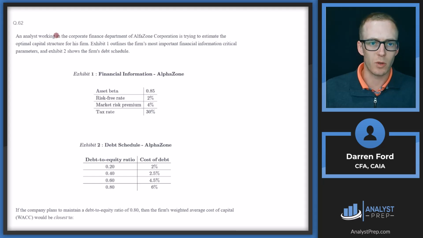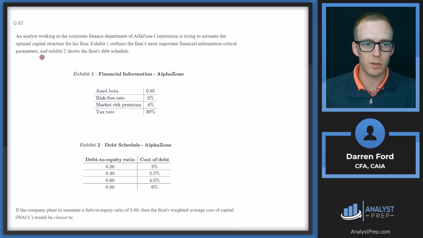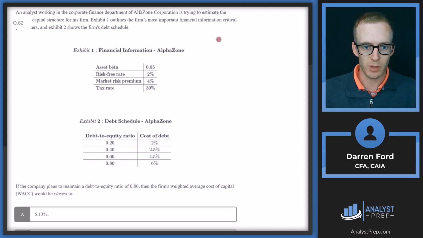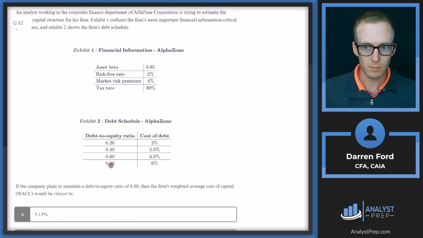An analyst working in the corporate finance department of Alpha Zone Corporation is trying to estimate the optimal capital structure for his firm. Exhibit 1 outlines the firm's most important financial information, critical parameters, and Exhibit 2 shows the firm's debt schedule. So we have all this financial information here in the debt schedule. If the company plans to maintain a debt to equity ratio of 0.8, then the firm's weighted average cost of capital will be closest to.